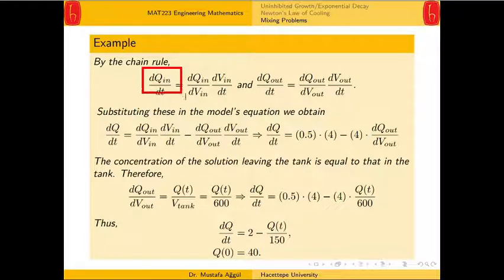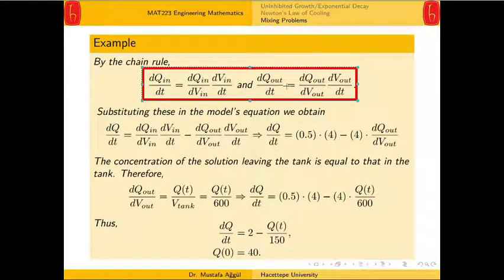By the chain rule, dQ in/dt is basically equal to dQ in/dV in times dV in/dt. If we have an intermediate parameter, we can break it like a chain. We can use the chain rule and say the derivative with respect to the original parameter is equal to the derivative with respect to the intermediate parameter times the derivative of the intermediate parameter with respect to the original parameter. So this is the chain rule, to remind you. The same goes for dQ out/dt, and this will be basically the same.